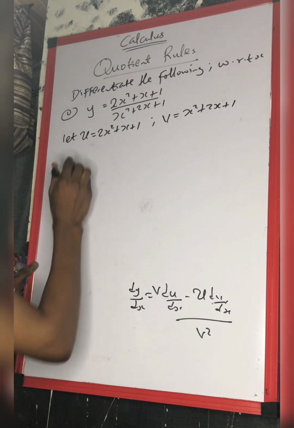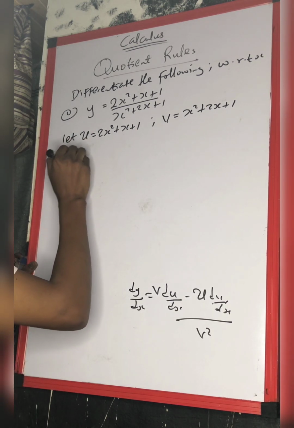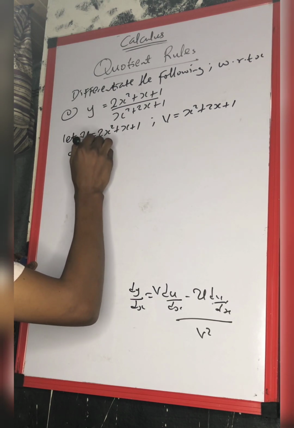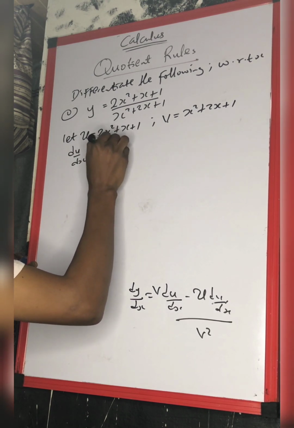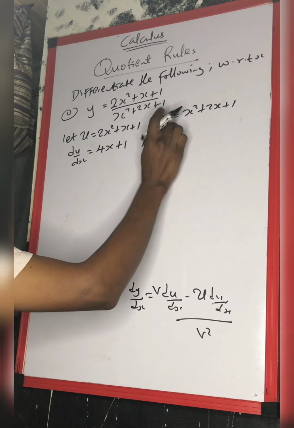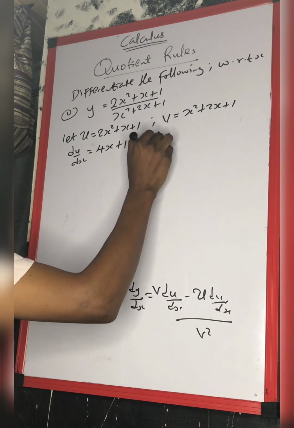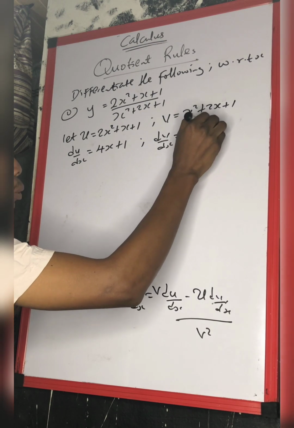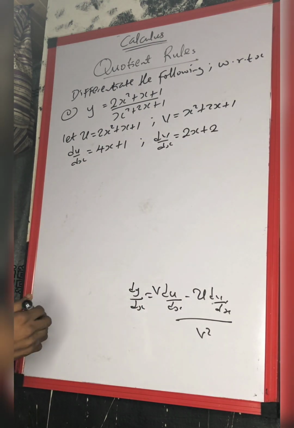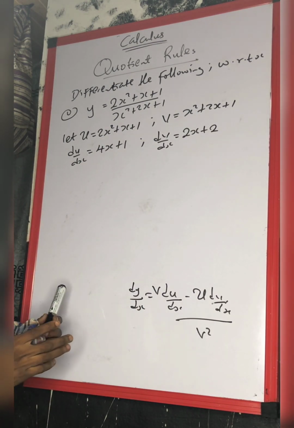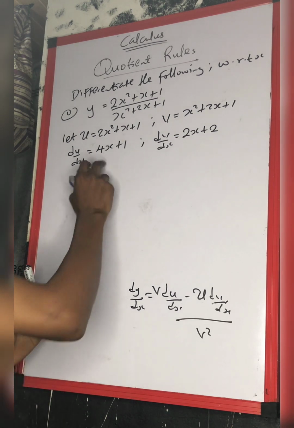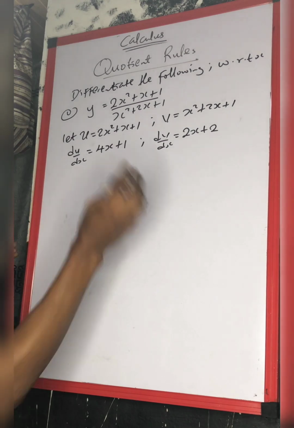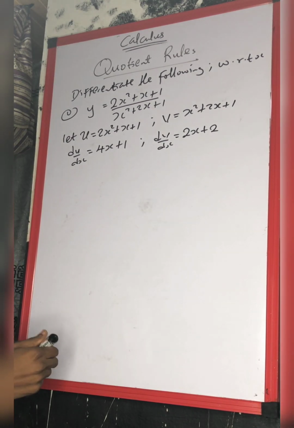So this time around, our du/dx, if you differentiate this, becomes 4x plus 1. And if you differentiate v with respect to x, it becomes 2x plus 2. Okay, I believe you already know how to differentiate using the general power rule. That's what we applied here. Alright, so this time around, if you observe, we have everything. I can substitute them into the formula.